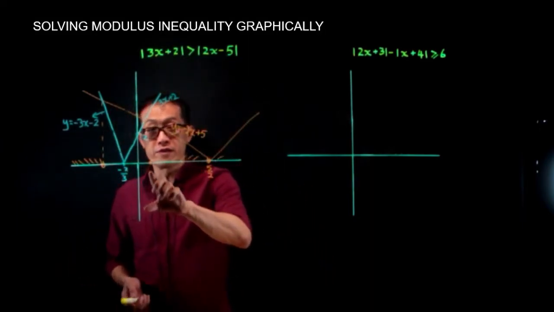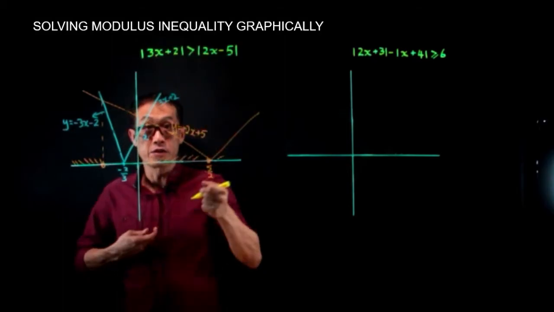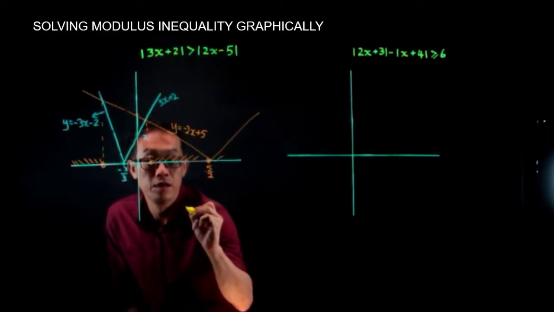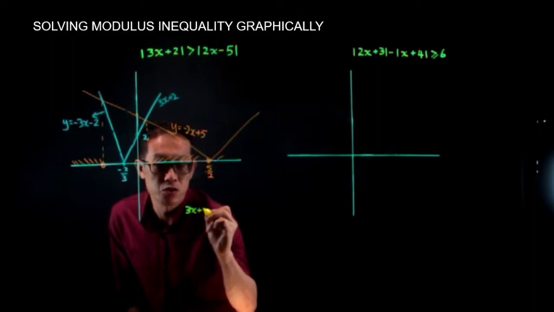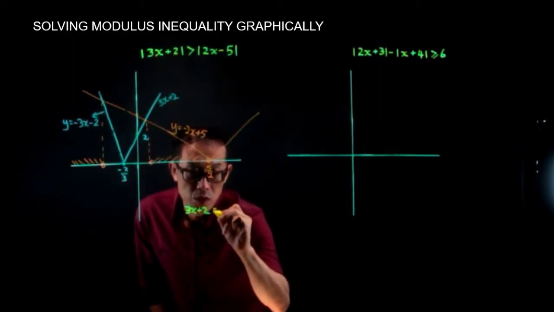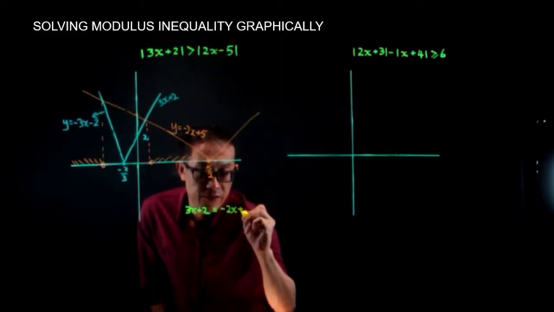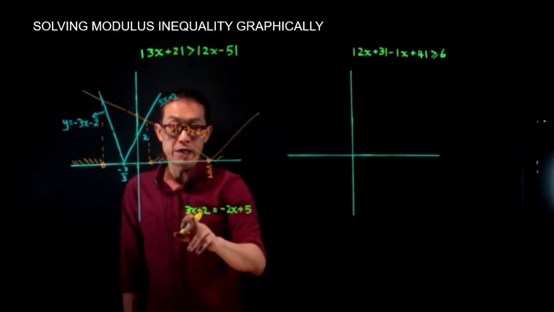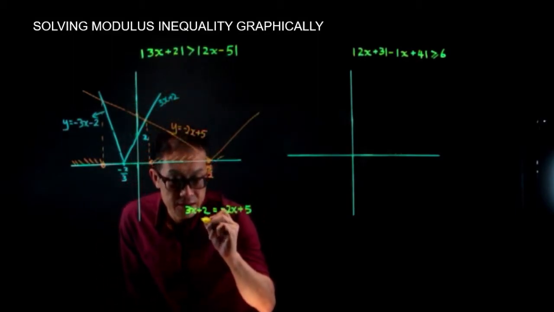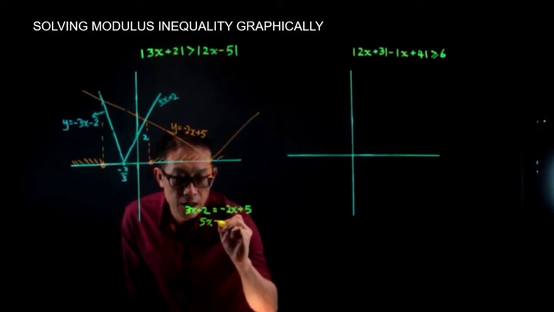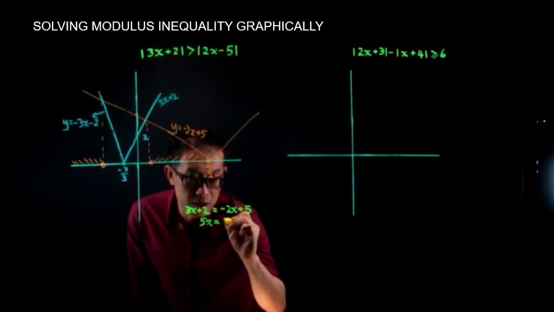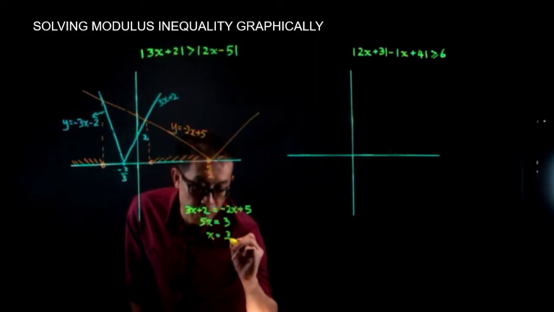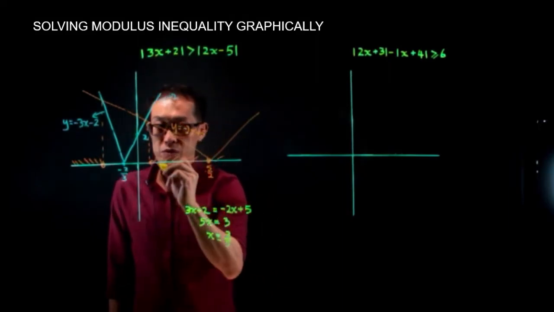Okay, let's find the coordinates of this point first. So you equate this graph to this graph. So you have 3x plus 2 equals minus 2x plus 5. Now, you bring this over, you have 5x equals 5 minus 2 on both sides, so you got 3. So x equals 3 over 5. So you have 3 over 5 here.